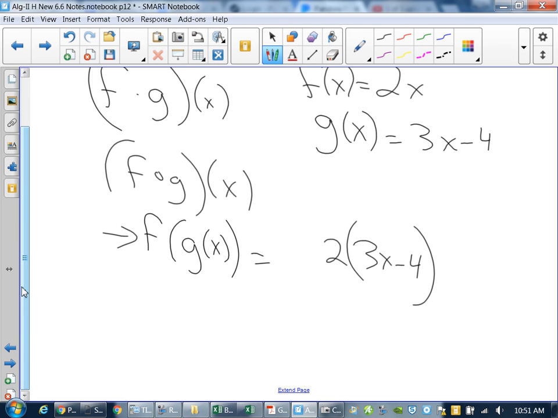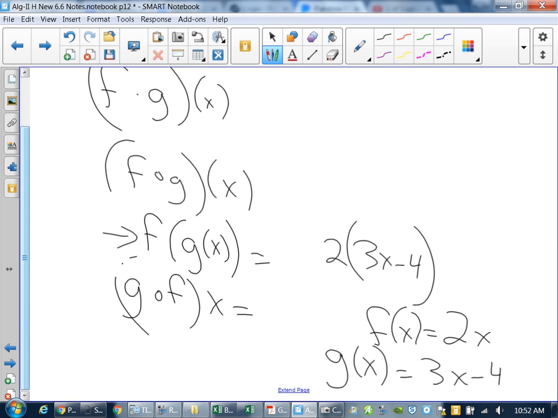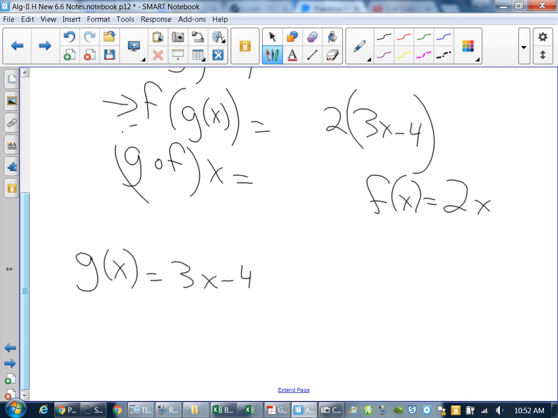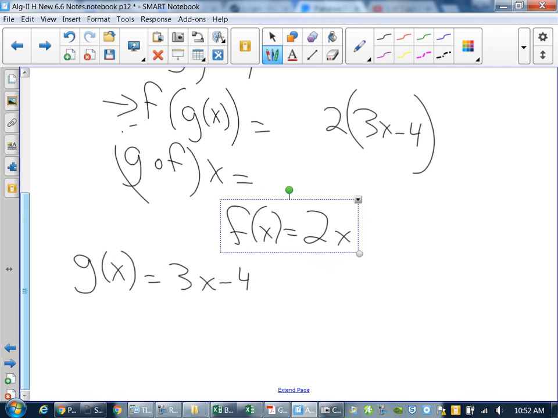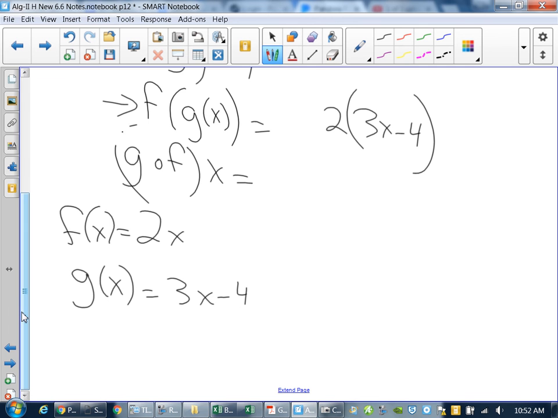Same idea if I go g of f of x. Move these down so we can see them. This means take the f equation, write it down. Surround it then with the g equation. The reason why I write the f equation down first is because it's closer to x. So my f of x equation is 2x. That is now playing the role of the x in the g equation. So I just surround it with the g.